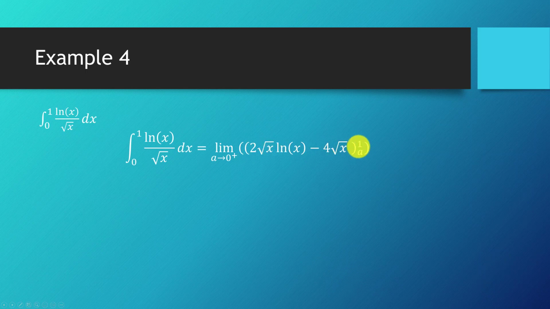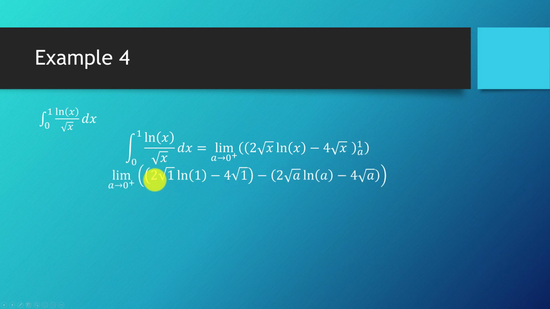So we plug it back in, but we still need to evaluate from a to 1. So we'll plug those in. And I'm just replacing the x's with 1s, and then in parentheses, subtracting, replacing everything with a's. So on the left, the natural log of 1 will disappear. We'll get a negative 4 from the negative 4 times 1. And then this 2 square root a natural log of a minus 4 root a. So the 4 root a is obviously going to go to 0, but we need to do something weird with this 2 root a natural log a.